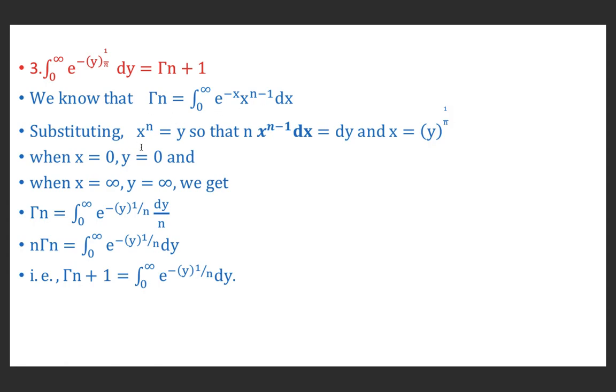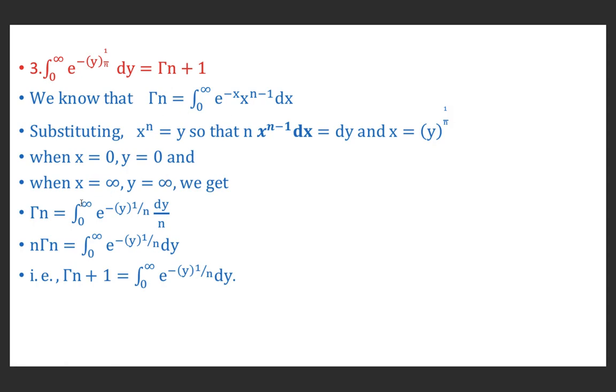If we substitute x raised to n equal to y here, and differentiate it, it will be n x raised to n minus 1 dx equal to dy. Because x raised to n equals y, if we take nth root on both sides, x is equal to y raised to 1 upon n. The limits are from 0 to infinity. If we substitute x equal to 0, y will be 0. If we substitute x equal to infinity, y will be infinity. So the limits are the same: earlier it was 0 to infinity, now also 0 to infinity.